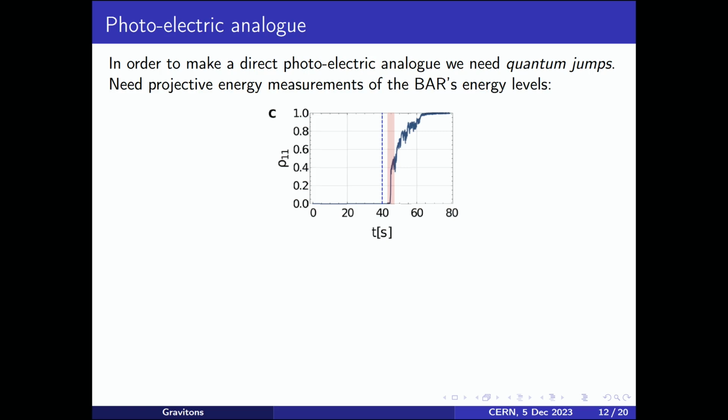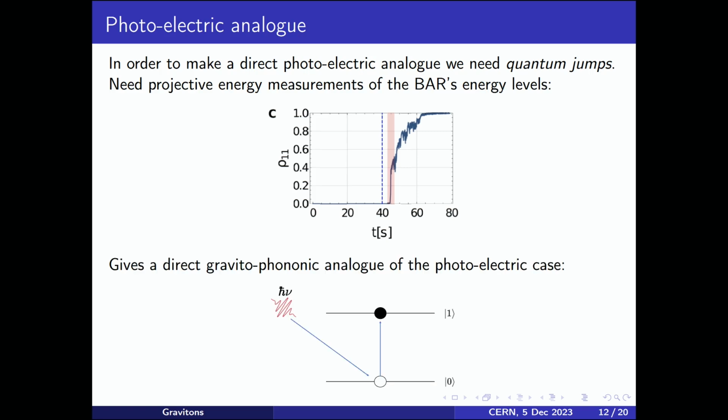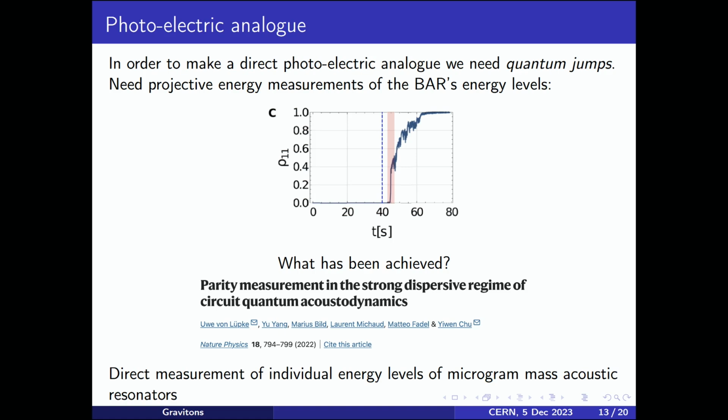And in this run of the simulation, the continuous energy measurement projects the Weber bar into its n=1 Fock state. And this provides a direct gravitophononic analog of the photoelectric case where a single photon is absorbed and the atom undergoes a transition to its excited state. Whereas in our case, a single graviton is absorbed and the Weber bar transitions to its n=1 Fock state.